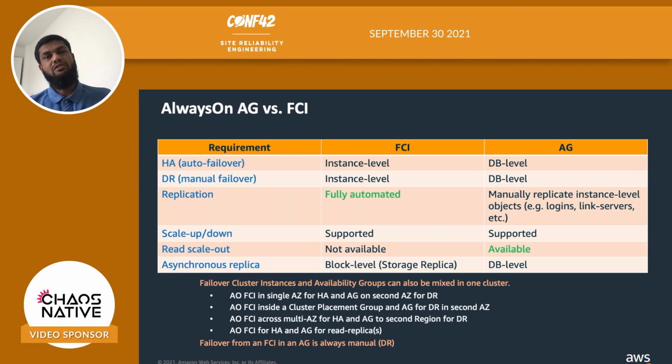Failover between FCI and an AG is always manual when it comes to DR. If you combine these two together, you will not be able to have an automatic failover if you combine FCI and AG together.